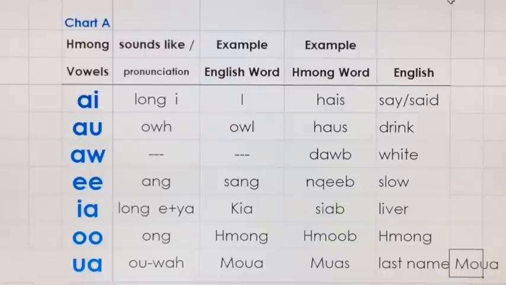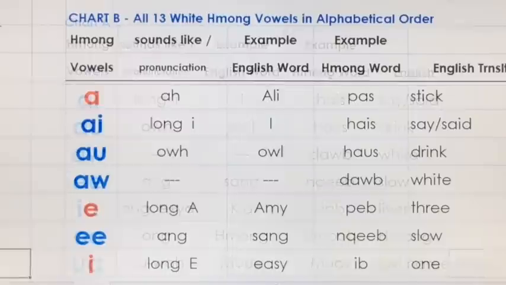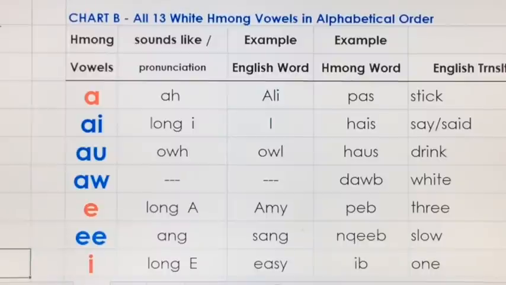Ia sounds like ia, like in the word kia or shia. Double O is mong. And ua sounds like oa, like in the word mua. Chart B is all the 13 white Hmong vowels in alphabetical order. I'm not going to go over this chart. It's just more of a reference in case someone likes to learn the vowels in alphabetical order.